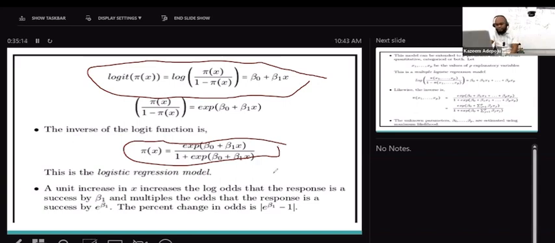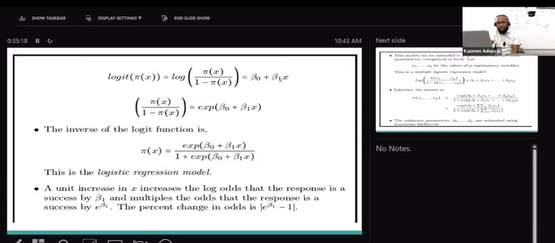Now, the next thing I'm going to tell you is how we obtain, for instance, the percentage change in odd. The moment I know my beta 1 in the model, I'm just going to exponentiate my beta, minus 1, and take the absolute value of that. What does that mean? It means a unit increase in x increases the log odd that the response is a success by beta 1.